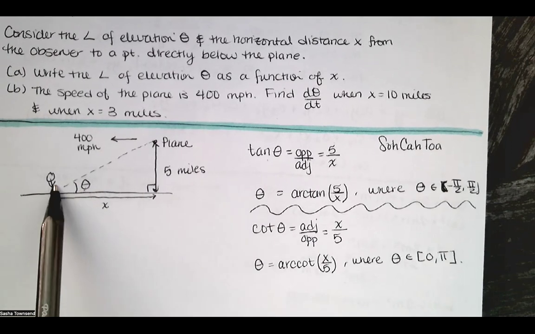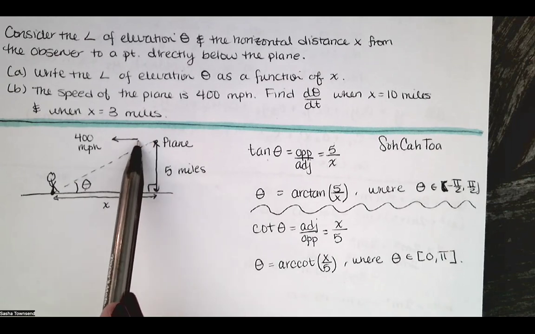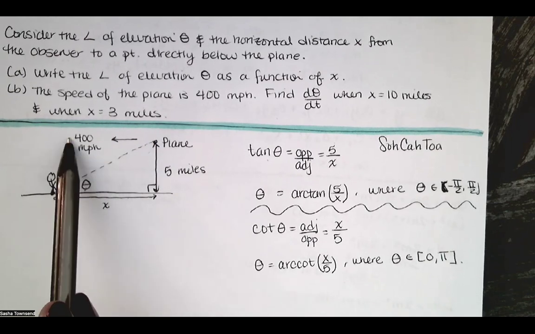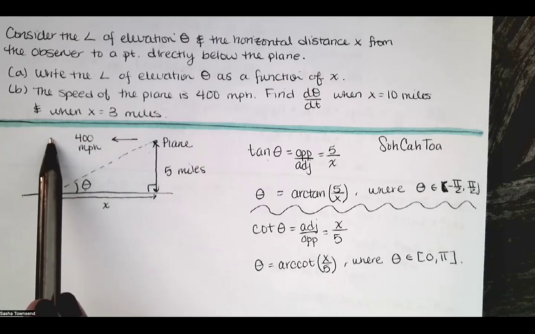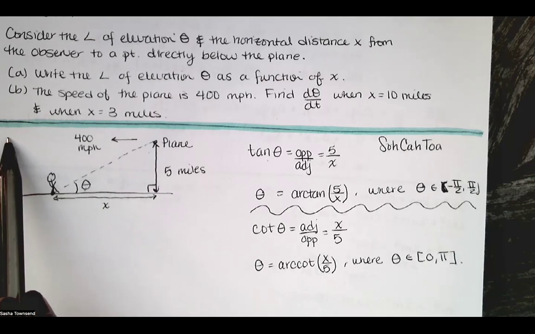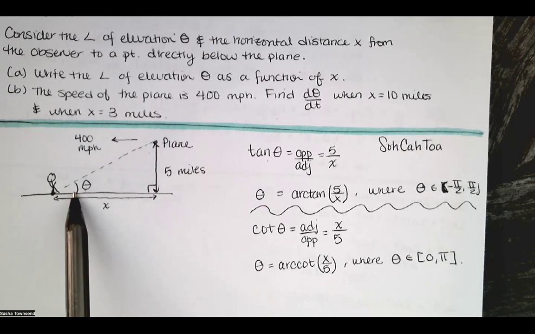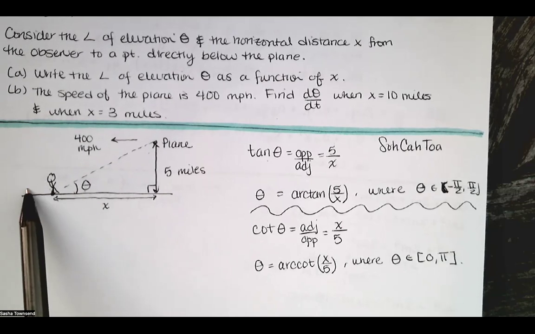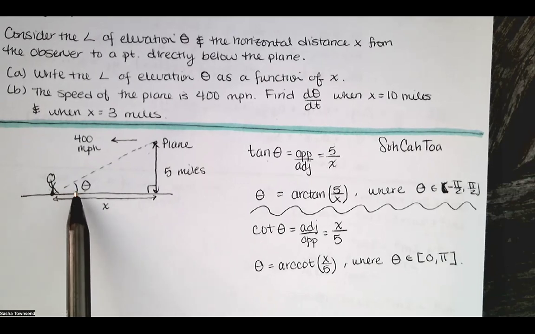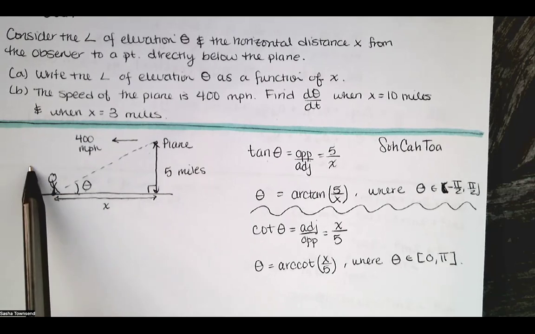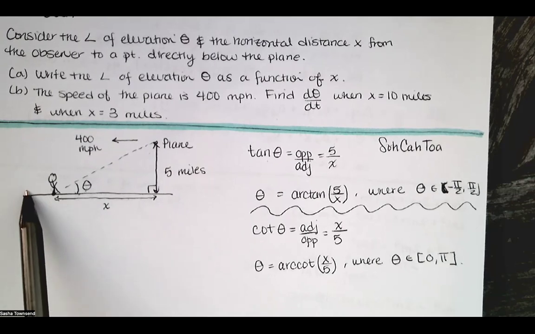Now, as I watch that plane, as it continues to get closer and closer to me, that angle theta increases. And if at some point theta is equal to pi over 2 or 90 degrees, then the plane's going to be right above me. And then as the plane continues to go past me, well, technically the angle of elevation at that point would be measured from the other side. But if I'm still trying to measure it from the positive x-axis, that angle theta would be between 90 and 180 degrees.